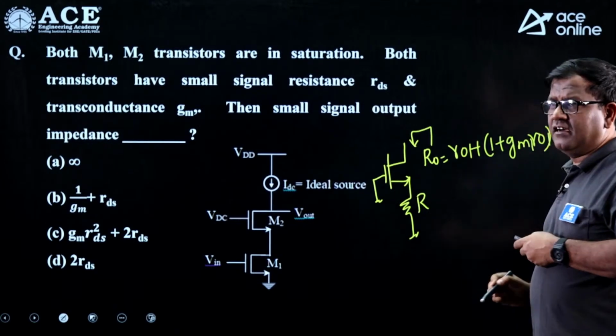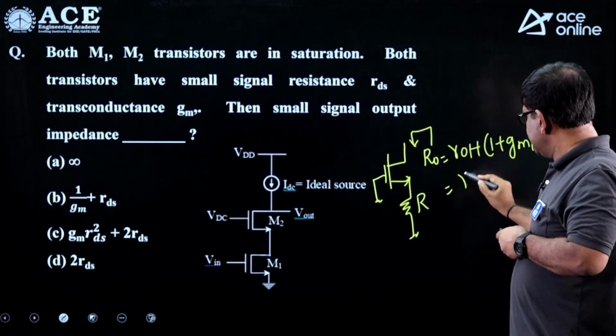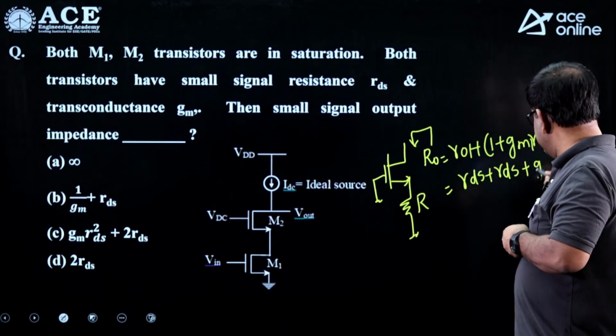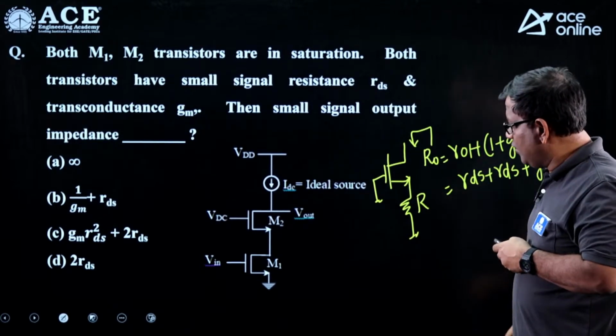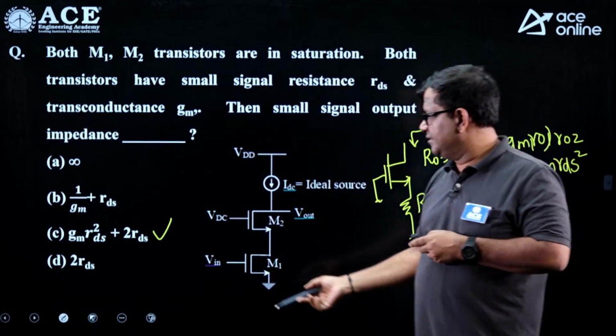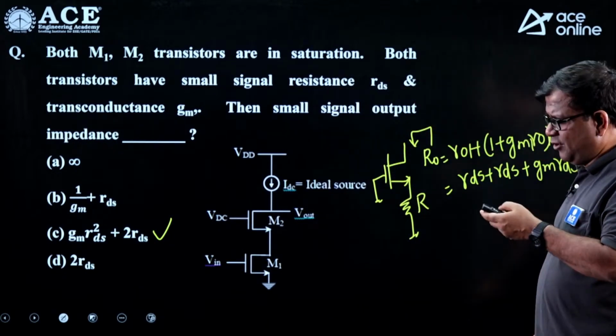This is a standard formula. So R0 here is treated as RDS. So it is RDS plus RDS plus GM into RDS square. So it is going to be 2 RDS plus GM RDS square. So that is the solution. This is the standard solution, but if you want a proof for this, we can do the proof.